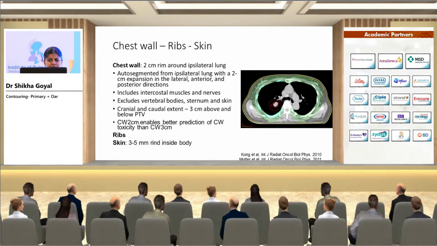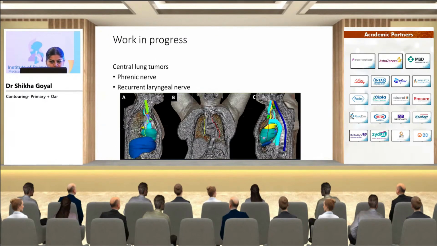Chest wall, ribs, and skin are simple, but all of these should be drawn. Chest wall, a 2 centimeter thickness around the lung is recommended to be included. Ribs only for Dmax, and a 3 to 5 millimeter margin just inside the body structure will help reduce the skin doses for exit and entry of the beams.